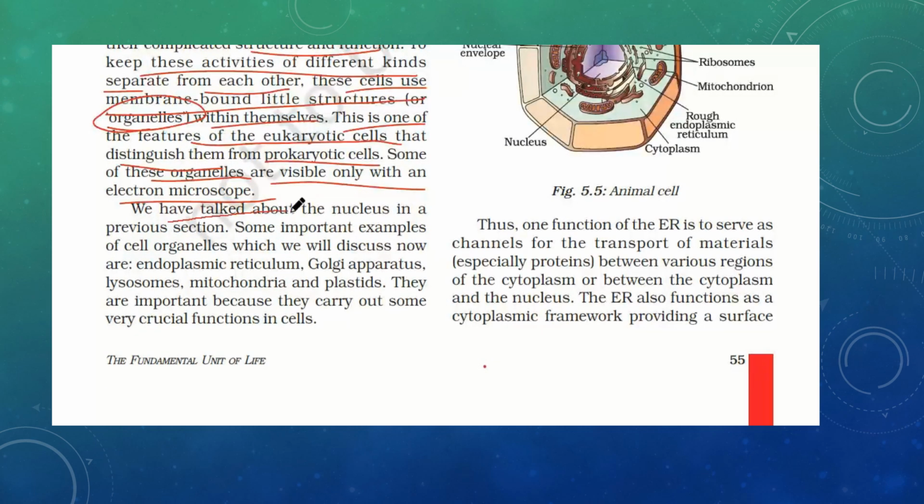Now we have also talked about the nucleus in the previous section. Some important examples of cell organelles we will discuss now are endoplasmic reticulum, Golgi apparatus, lysosomes, mitochondria and plastids. They are very important because they carry out very crucial functions of the cell. Mitochondria, endoplasmic reticulum, lysosomes, plastids, they all have separate functions, and they all have separate characteristic features also, and several important functions of the cell depend on them.